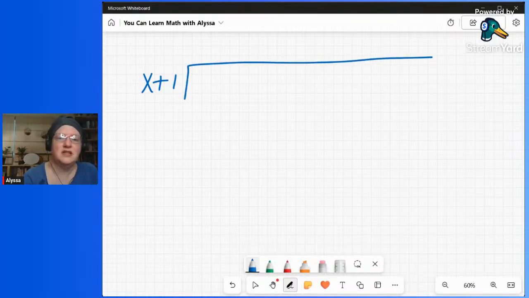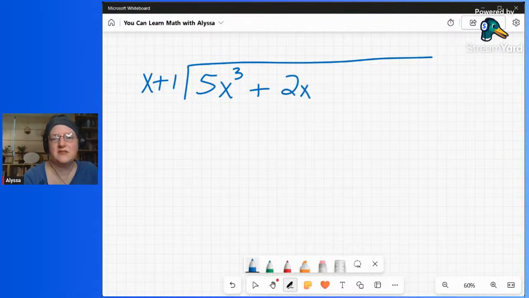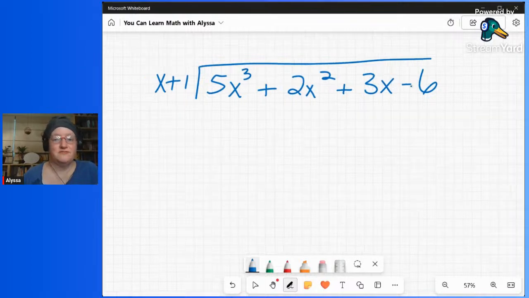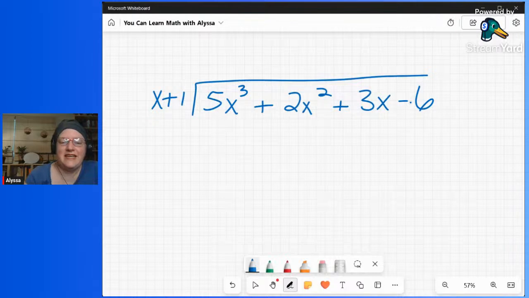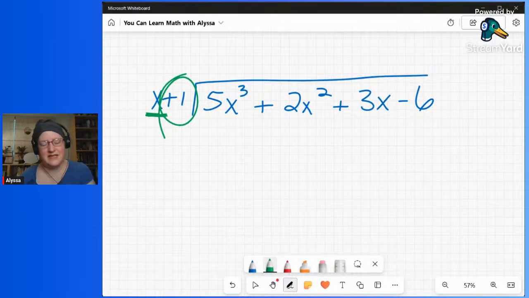So let's say I want to divide x plus 1 into 5x cubed plus 2x squared plus 3x minus 6. No clue how this is going to turn out. We'll see. We'll discover together. Okay, the key to these, you look at just this x. Do not worry about anything that's attached to it. It's just going to come along for the ride.